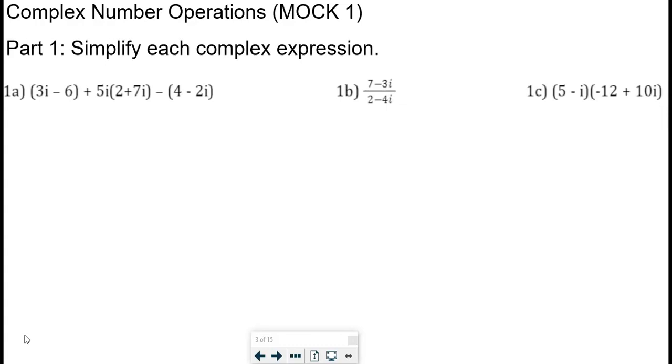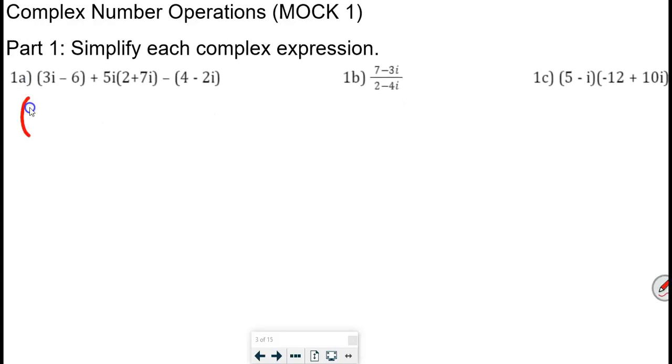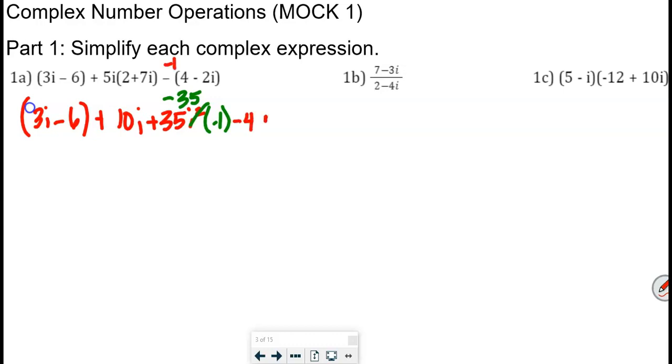Okay, so I'm going to leave this first one in parentheses for now, 3i minus 6. And then I'm going to multiply this part right here, 5i times 2, which would be 10i, and then 5i times 7i would be 35i squared. Now, hopefully you recall that i squared changes to a -1, so that's going to make this whole term a minus 35. All right, now let's keep going with the rest of ours. So now I'm going to multiply a -1 times all of that, so that's going to give me -4 plus 2i.